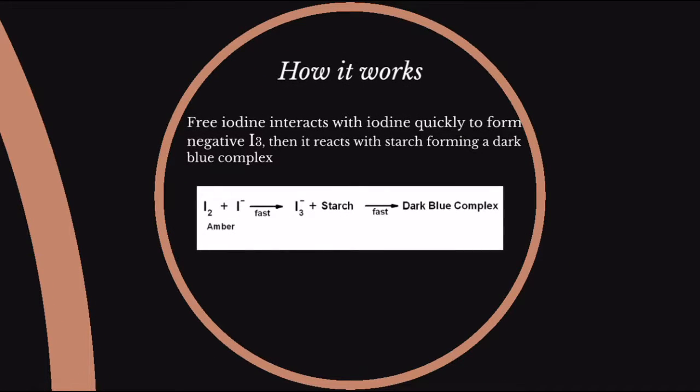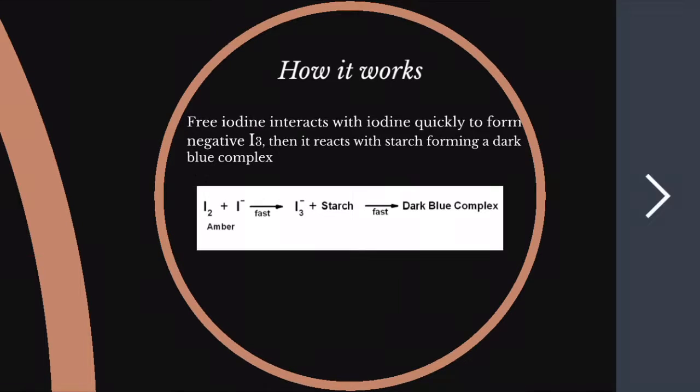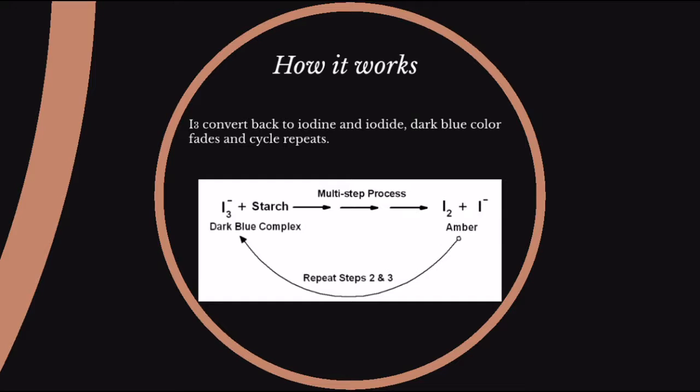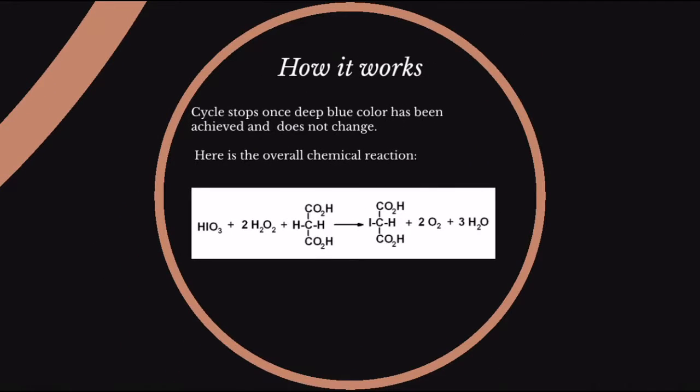Step 3. The free iodine combines with iodide very rapidly to form the negative ion triiodide, which reacts with starch to form a dark blue complex. Step 4. After a period of time, the triiodide ions are converted back into iodine and iodide ions, so the dark blue color disappears and the process repeats itself. Eventually, the faster step 3 becomes dominant, and the change of triiodide back to iodine and iodide stops after about 15 cycles, so the solution remains dark blue.